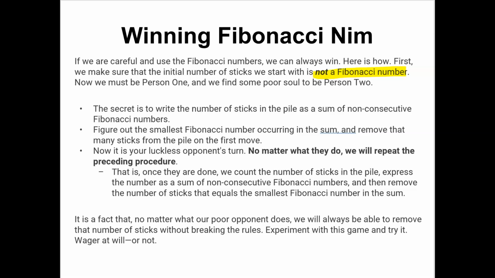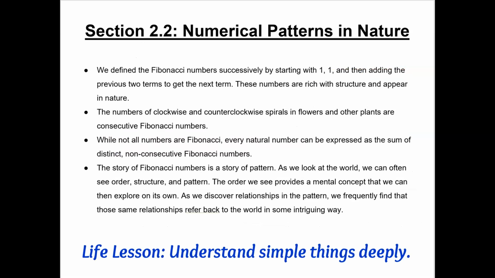So you've got your pile of sticks, maybe it's 19, and you know that sum is 13 plus 5 plus 1. You figure out the smallest Fibonacci number, in that case 1, and remove that many sticks on the first move. Now, no matter what they do, you just keep repeating the process. Once they pick their sticks, you count how many are left, write it as a sum, and remove the smallest Fibonacci. No matter what happens, you'll be able to win. So go ahead, try this game out, give it a shot, and that concludes section 2.2, numerical patterns in nature.